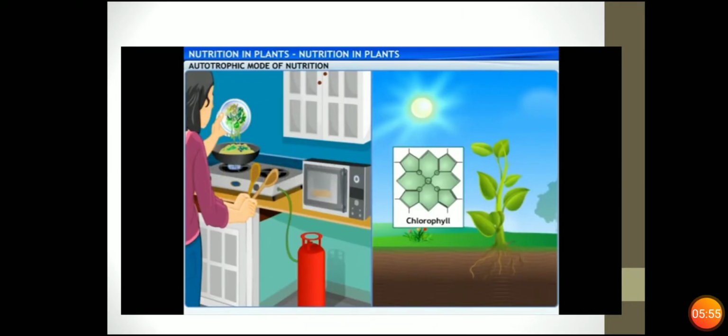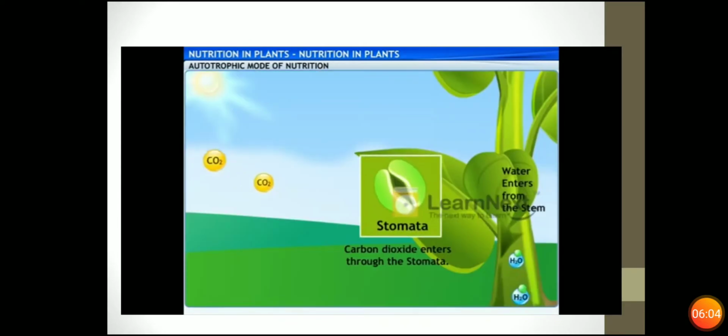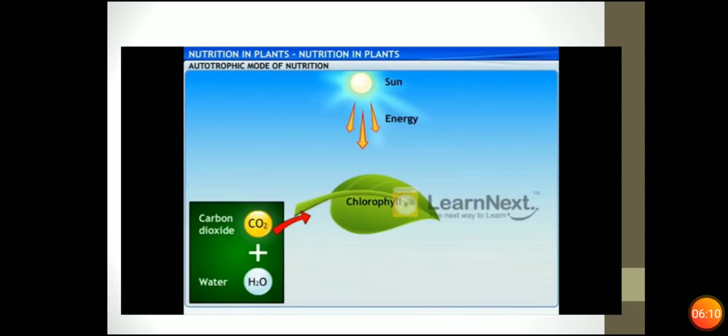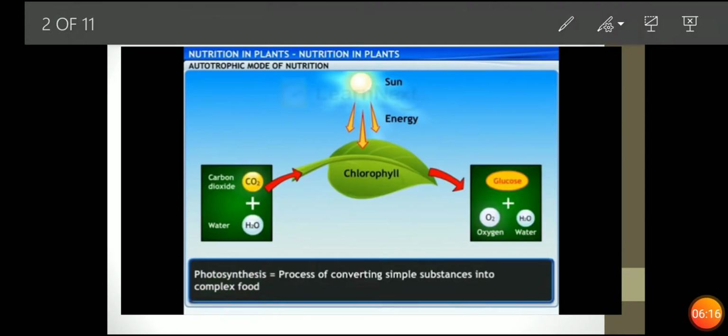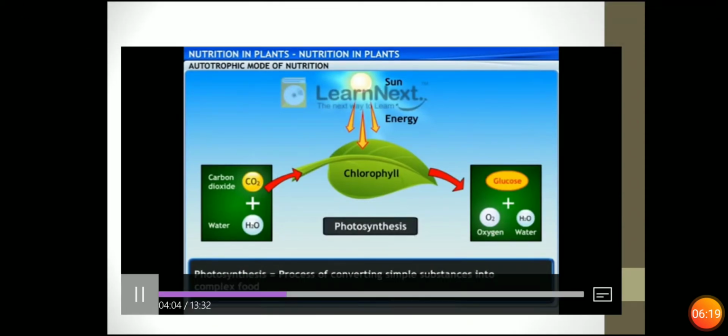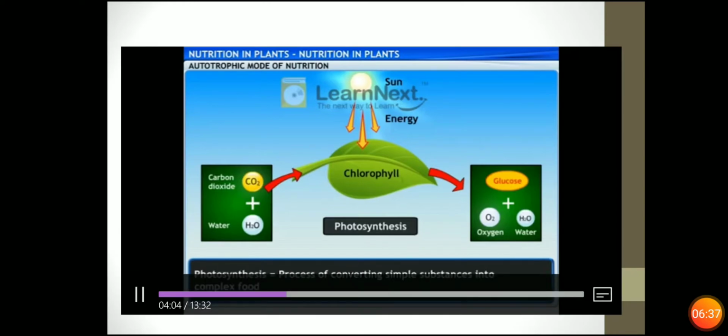Similarly, in plants, the green pigment called chlorophyll collects simple substances like water and salts from the soil and carbon dioxide from the air, and using sunlight as a source of energy, converts the simple substances into complex food for the plant. This process is called photosynthesis. Now what is photosynthesis? It is the process by which green plants prepare their food by using carbon dioxide and water in the presence of sunlight in the chlorophyll molecule, and they give you food, that is glucose, plus oxygen. It is known as photosynthesis.